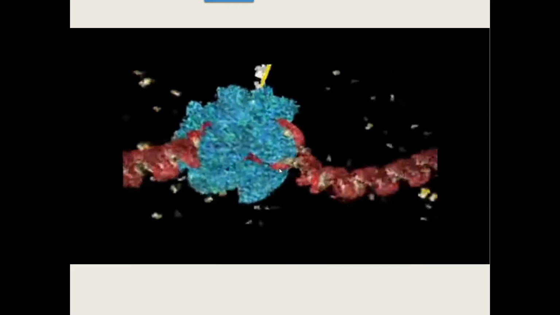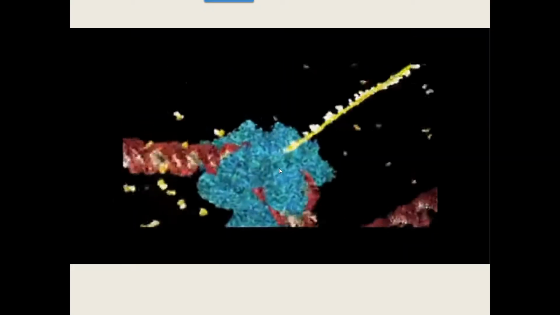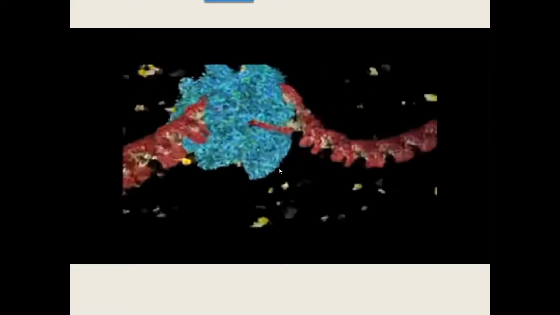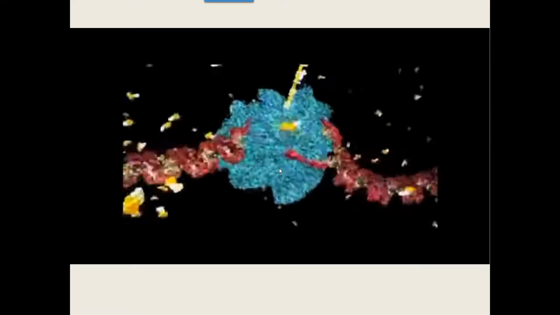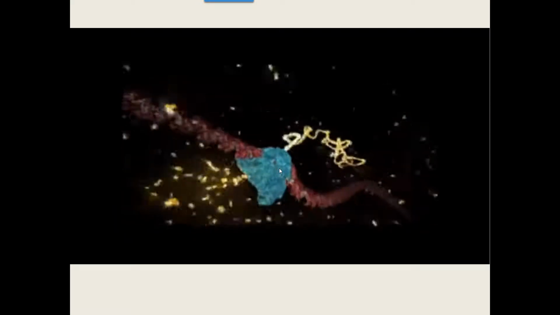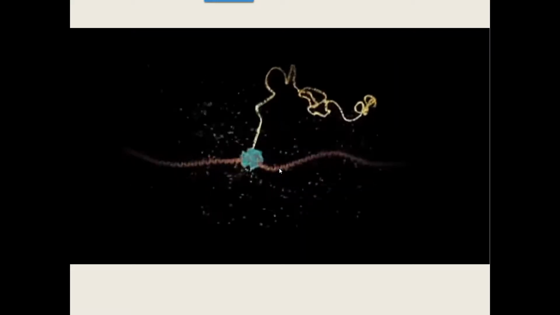The blue molecule racing along the DNA is reading the gene. It's unzipping the double helix and copying one of the 2 strands. The yellow chain snaking out of the top is a copy of the genetic message, and it's made of a close chemical cousin of DNA called RNA.